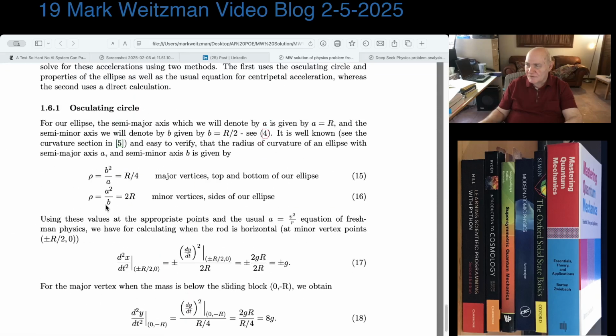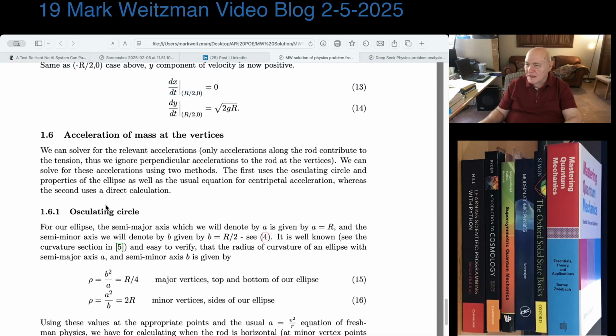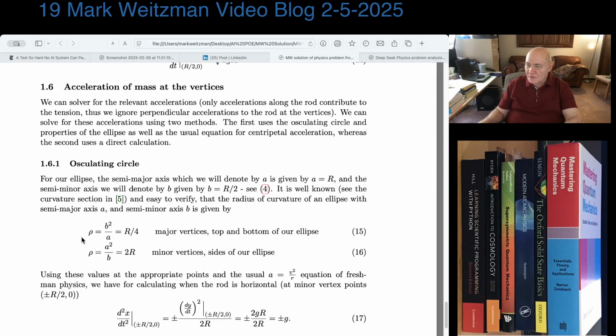So I have references, and using those formulas, letting a equal r and b equal r over 2 in these curvature formulas, we're going to get the radius of curvature at the top and bottom to be r over 4. That makes sense because the curvature at the top and bottom is larger, which makes the radius of curvature, which is the inverse of curvature, smaller, and on the sides it's 2r.